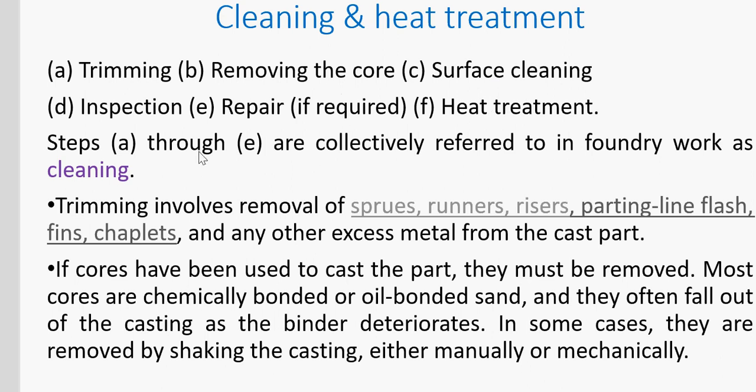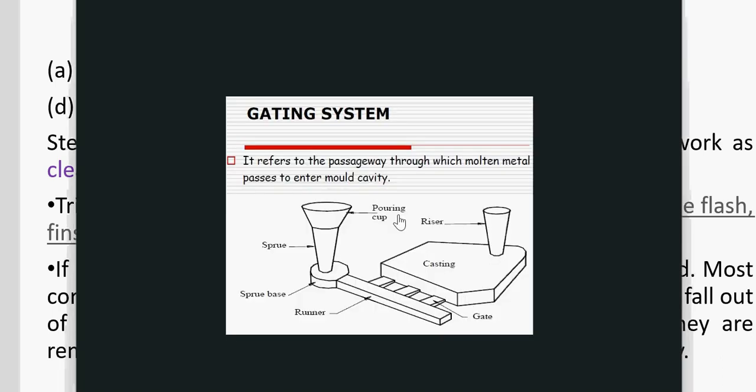So let's look at these processes from A to E. Trimming involves removal of the porous runner. After you have removed your mold, we call these the gating systems, porous runners, parting lines. We call them the gating system. They are the pathway, the passage whereby you can pour your molten metal onto your what? Your mold. So this is the final cast.